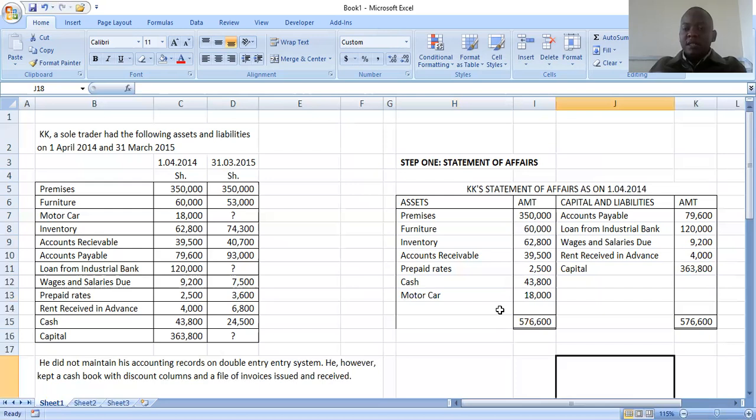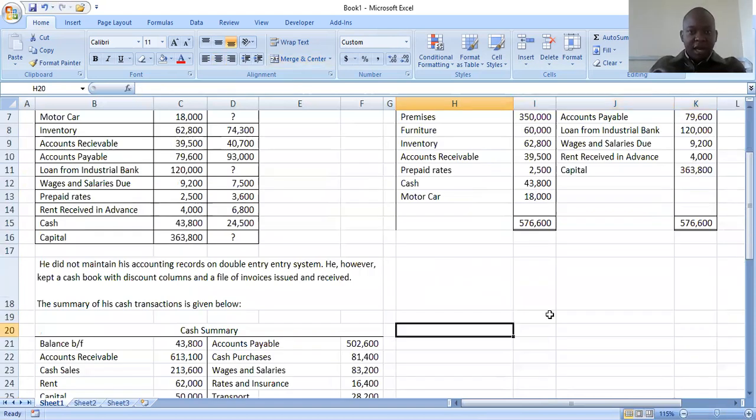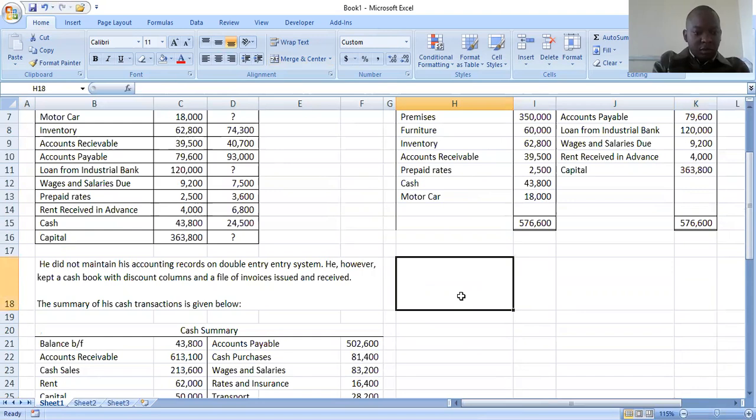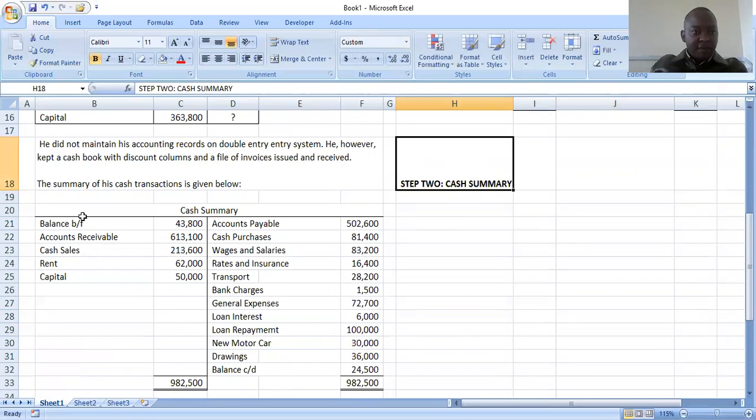So the first step is to construct a statement of affairs, which is a list of assets and liabilities on the first day of the accounting period, that is, at the beginning of the period. I said that the statement of affairs can be equated to a balance sheet at the beginning of the period. The next step, step 2, is to construct the cash summary. And this you have been given in this question, the cash summary.